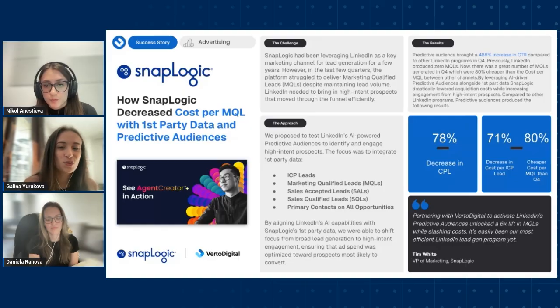Of course, we also saw a 78% decrease in CPL, and a 71% decrease in the cost per ICP lead, this custom metric that we mentioned earlier. We also had an 80% cheaper cost per MQL than what we had in total for the account for Q4. So really impressive metrics we were able to see with predictive audiences.